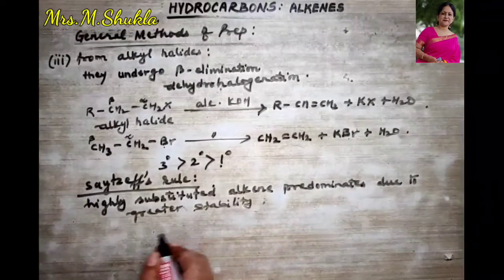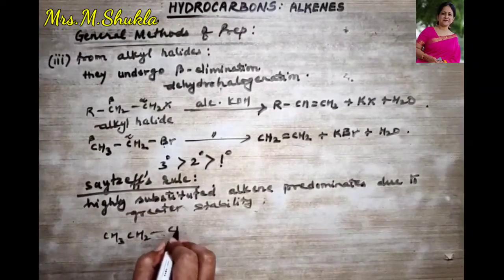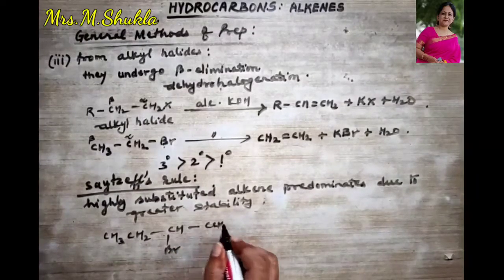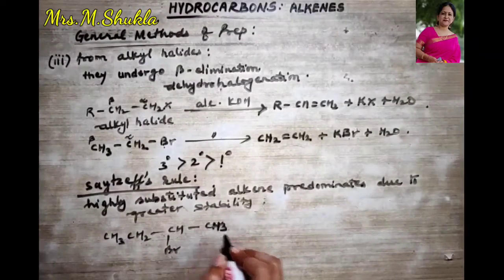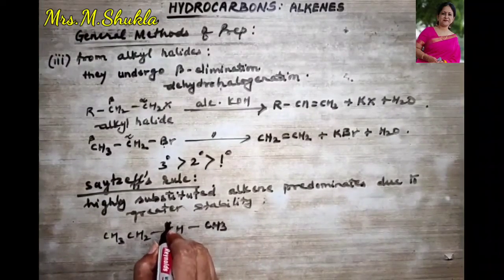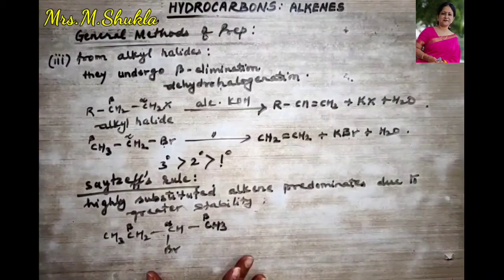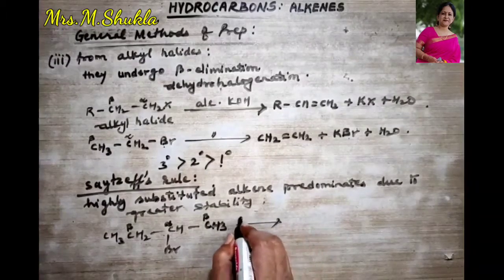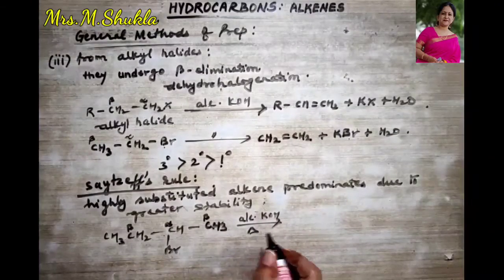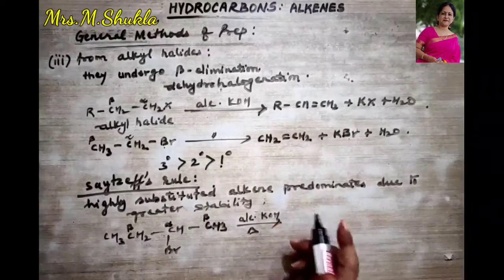Right, so let's take an example over here like CH3, CH2, CH, Br, CH3. I hope you all can see this. Over here, this is your alpha carbon, this is your beta and this is your beta carbon. Okay, this in the presence of your alcoholic KOH, on heating is going to give us two alkene products. What are they?